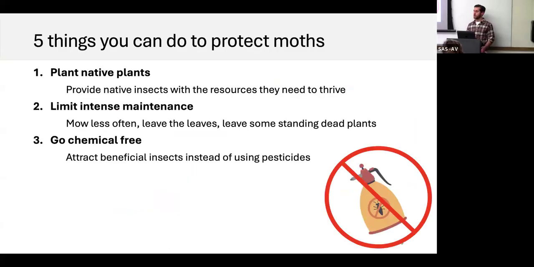The third thing is going chemical free. So reducing the use of harmful pesticides, which are one of the leading drivers of insect decline right now, especially some really harmful classes of pesticides that I'll talk about in a second. But one thing we can do as an alternative to using pesticides is to try to attract beneficial insects, and native plant gardening is how we do this.